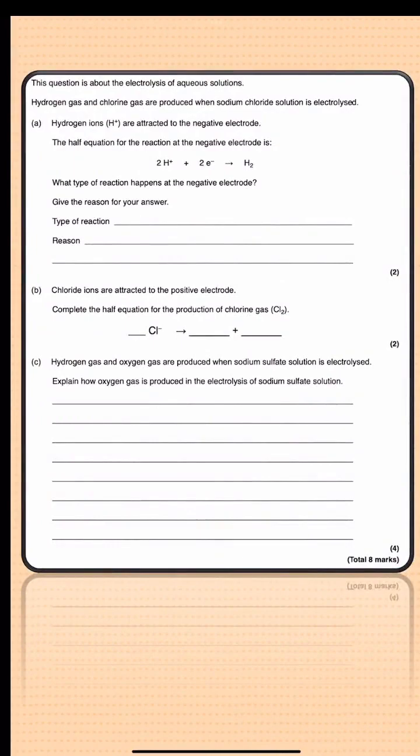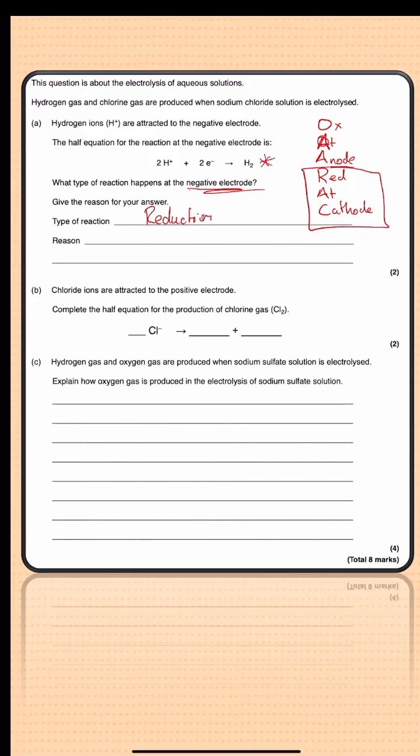All right, on to an exam question. This question is about electrolysis of aqueous solutions. Hydrogen gas and chlorine gas are produced when sodium chloride solution is electrolyzed. Hydrogen ions are attracted to the negative electrode. The half equation for the reaction, this. What type of reaction happens at the negative electrode? Can anyone tell me what that is? Remember, for this one, you can use OIL RIG: oxidation at anode, reduction at cathode. And which one's the negative electrode? It's the cathode. Yep, so the answer is reduction. And the reason for that, based on this equation, is because it's gaining electrons.